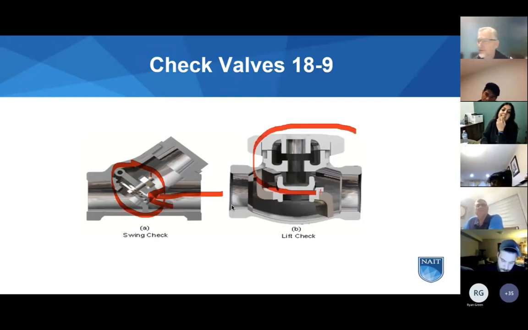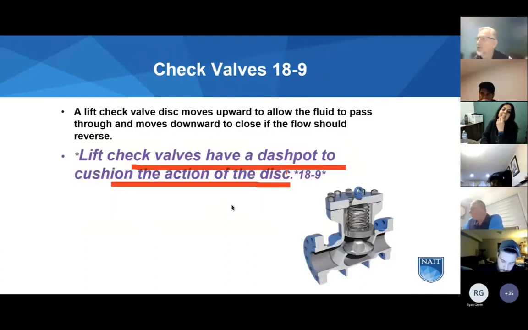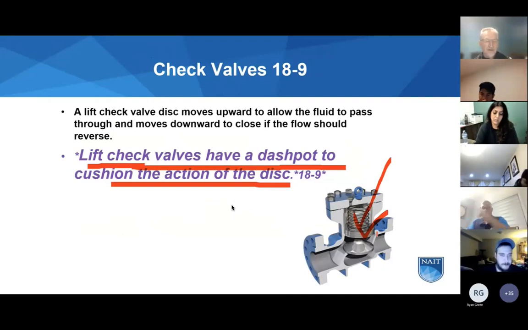So they can be constructed with something to, this one has a spring and something called a dash pot that cushions that action. Should this reversal of flow happen a lot in a check valve, you're going to hear those swing types hammering and chattering and rattling, and then they put in a lift check to cushion that action.